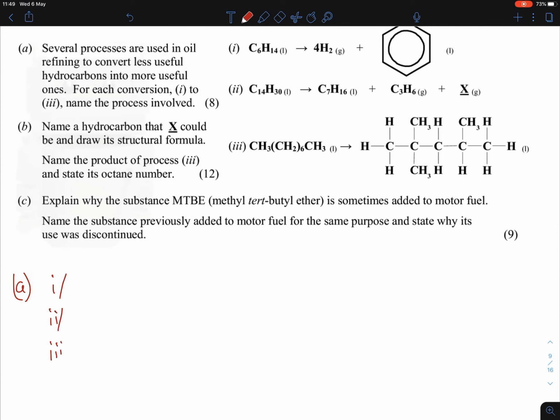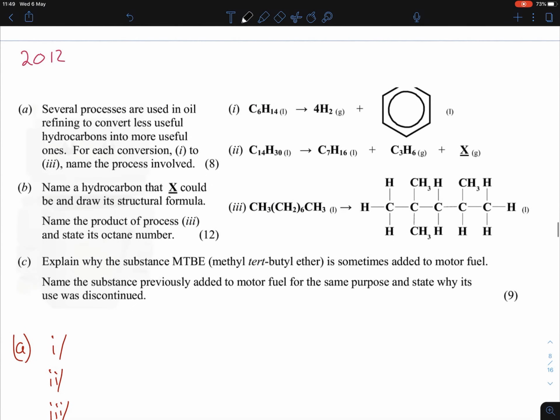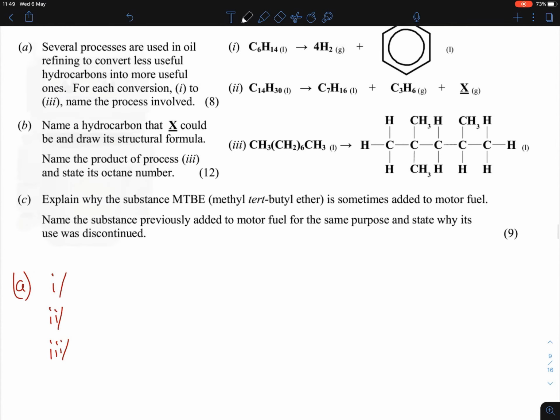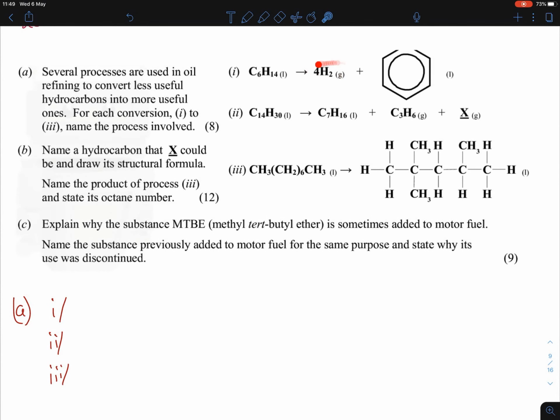For the first one, part 1, we have dehydrocyclisation straight off. That's a no brainer because we have the formation of hydrogen gas, but the main thing is the formation of the benzene ring. So dehydrocyclisation. Part 2: we're going from a long chain carbon compound to shorter chain carbon compounds. The only one you do for that is catalytic cracking. So part 2 is catalytic cracking.